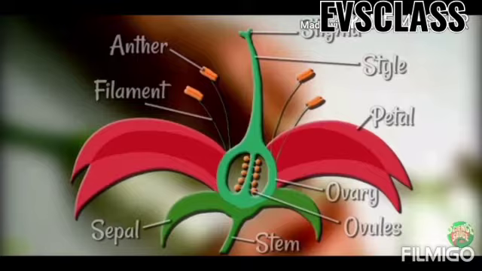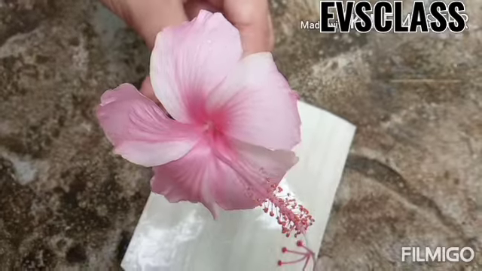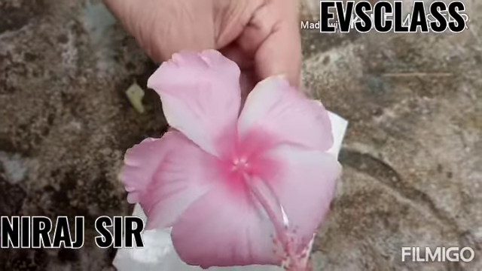Students, I am taking this hibiscus flower because it is very easy to see the different parts of this flower. So be attentive and watch the video very nicely. I will dissect it properly and show you the different parts. Please keep watching the video up to the last and see all the parts of the flower.